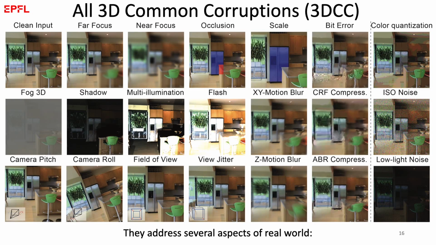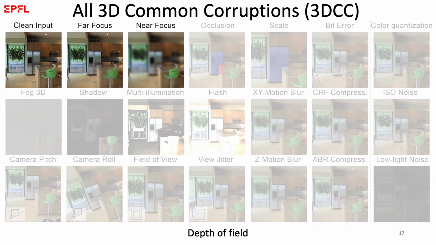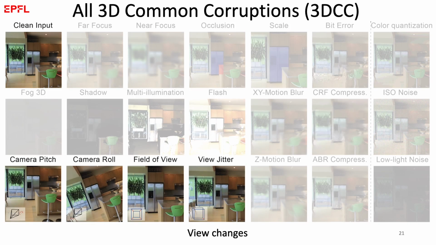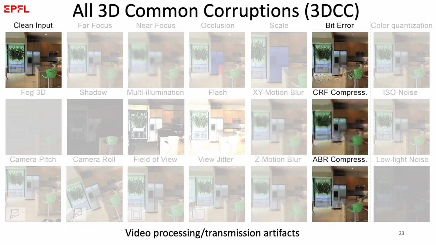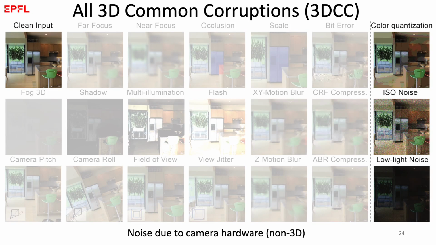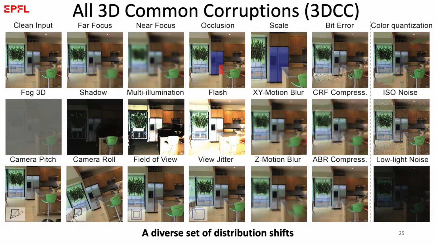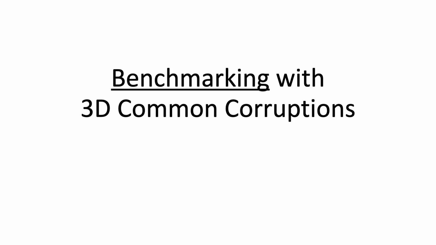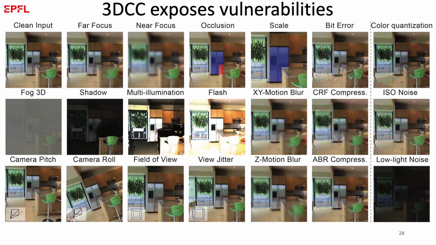They address different aspects of real world, such as depth of field, semantic changes, weather, lighting changes, view changes, motion blur, video-based artifacts, and noise. Overall, 3DCC has a diverse set of distribution shifts. What is the significance of these corruptions? In this work, we use them for two purposes. The first one is to create a benchmark to test robustness. 3DCC is a challenging benchmark for models. Further, it exposes vulnerabilities that are not captured by the 2D corruptions.